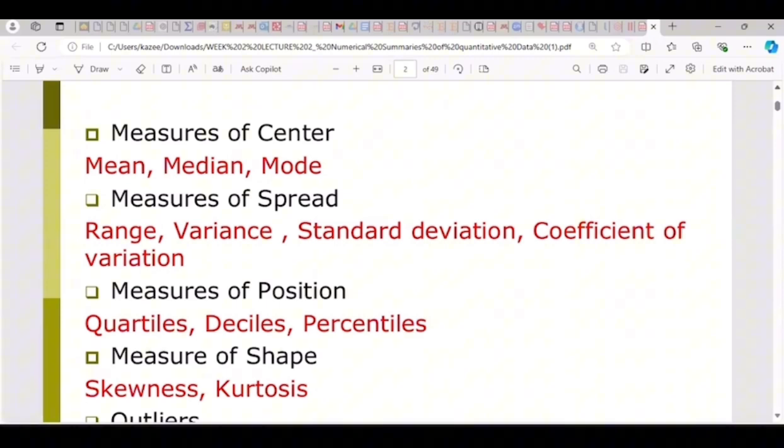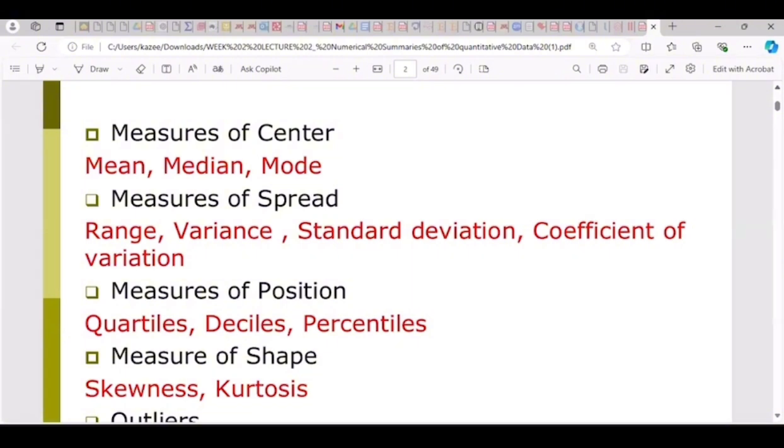The measures of shape will enable us to know the distribution of the data, just like what we did on Monday. Is the data set normally distributed? Is the data set skewed? Why am I interested in that? Why am I interested in the distribution of the data set?